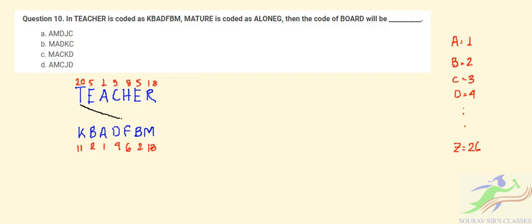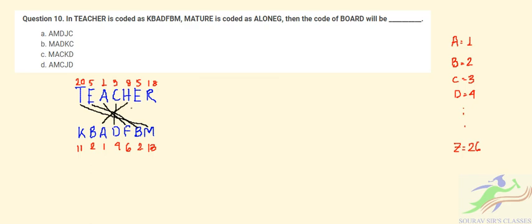So if we consider this, T equals 20, M equals 13. Now if we consider E, this matches with B, where E equals 5, B equals 2, A is 1, F is 6, C is 4, D is 3. C is related to D.